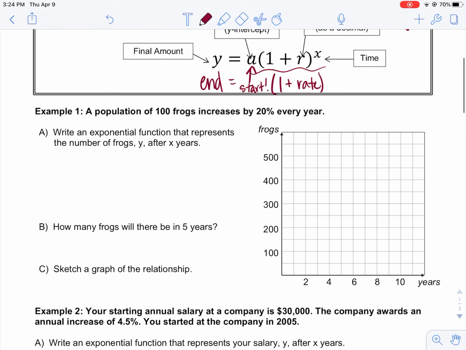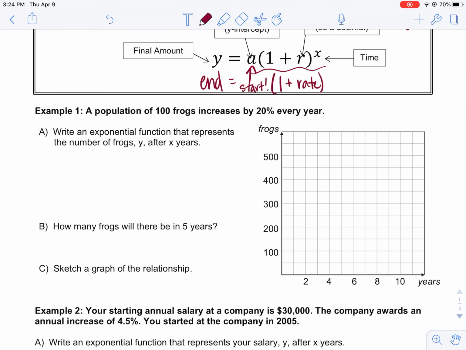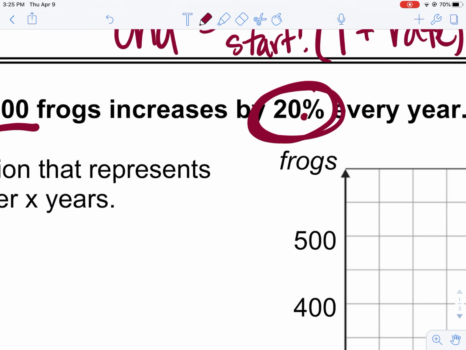So this first example, a population of 100 frogs increases by 20% every year. First, they want us to write an exponential function that represents the number of frogs y after x years. So we don't know our y value. I'm starting with 100 frogs. Then I have 1 plus my rate. Now remember, this rate has to be written as a decimal. So to get it there, we Beyonce it, okay?